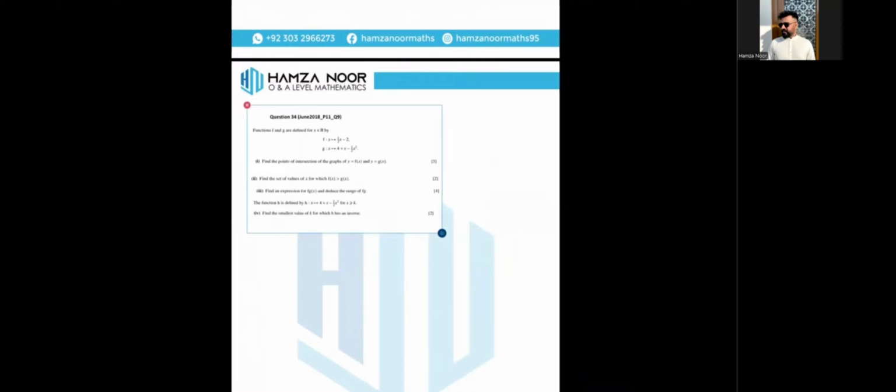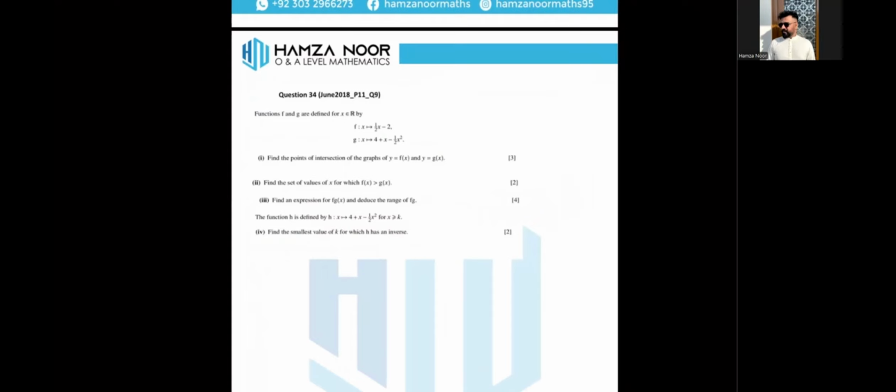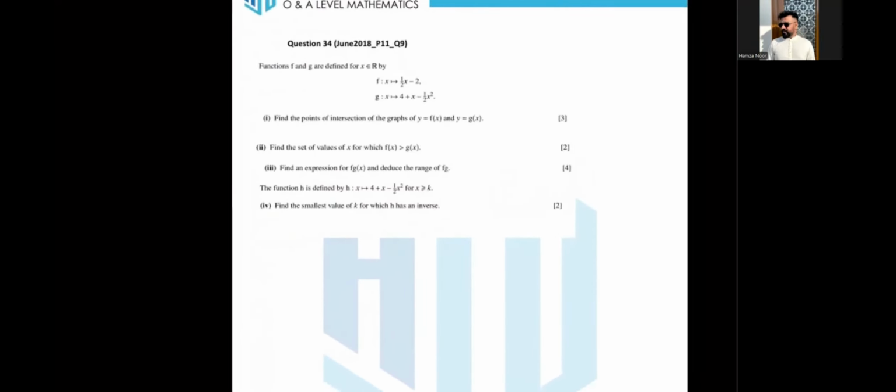So what we need to do is find an expression for fg(x) first. f(x) is basically a linear function. f(x) is equal to half x minus 2. Now the input of the f(x) function is the g(x) function itself. So in place of x, we are going to substitute g(x). So half times g(x) and then minus 2, which essentially means half is completely multiplied by 4 plus x minus half x squared, and then minus 2.